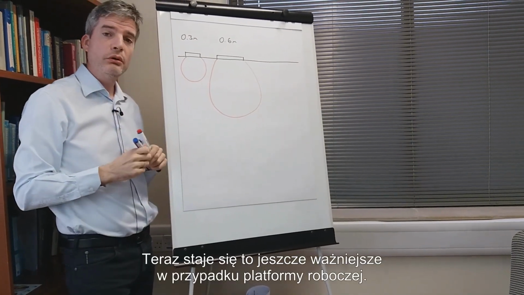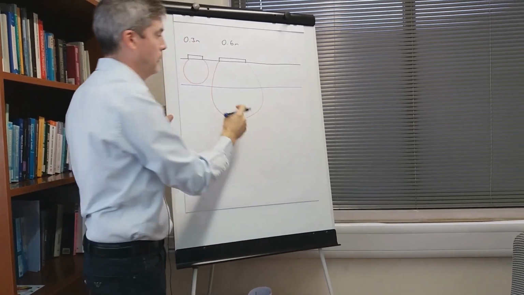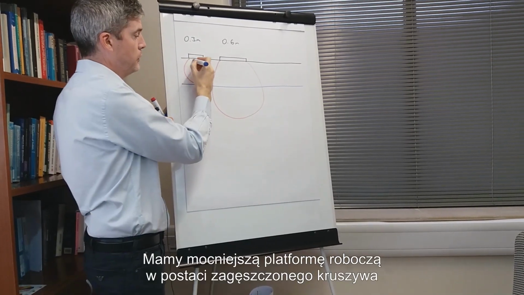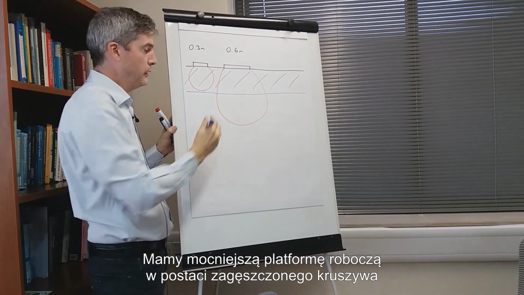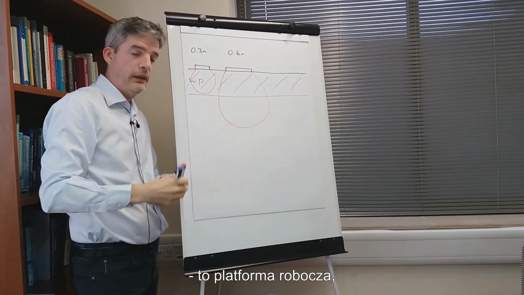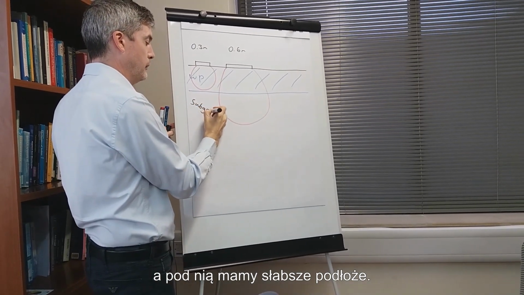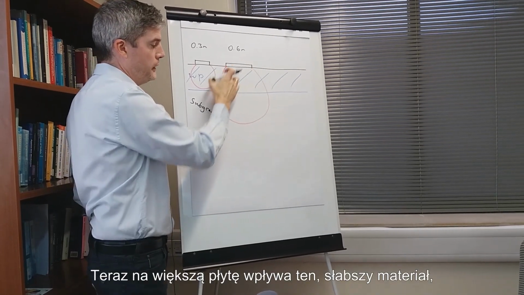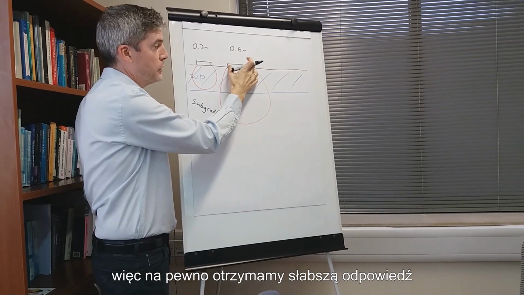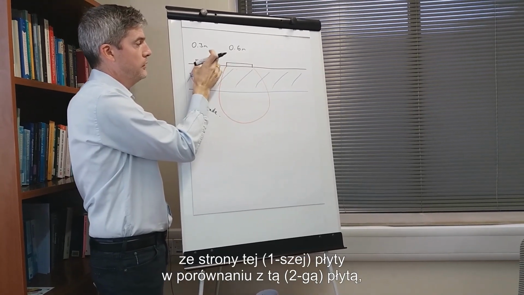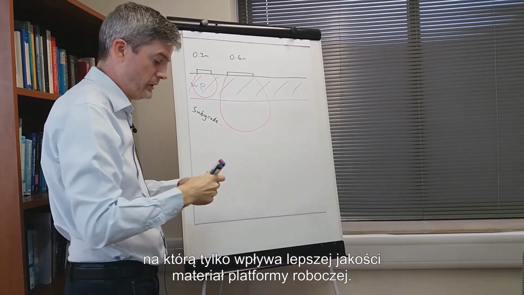Now that becomes even more important with a working platform. Now you've got 2 layers. You've got the stronger working platform layer of compacted granular material. That's the working platform. And then underneath that, you have the softer subgrade. So now the bigger plate is influenced by this softer, weaker material. So we'll definitely get a softer, weaker response with this plate compared to this plate, which is only affected by the higher quality working platform material.